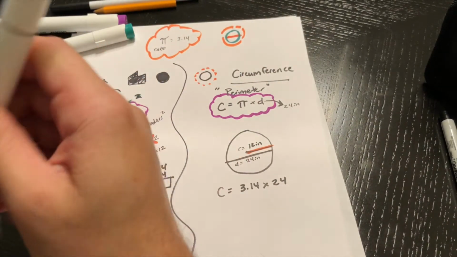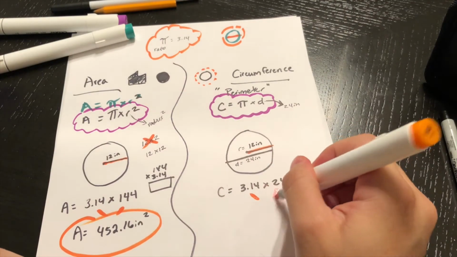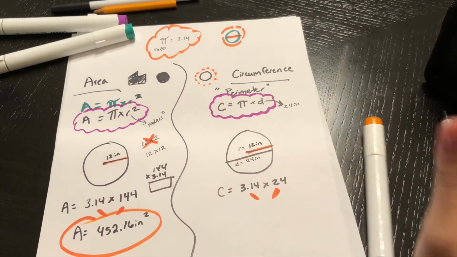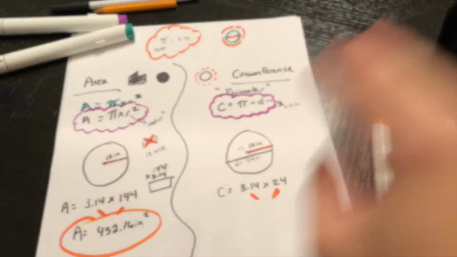All right, again, go ahead and pause the video, see if you can figure this out. What is 3.14 times 24? Ready, set, go.